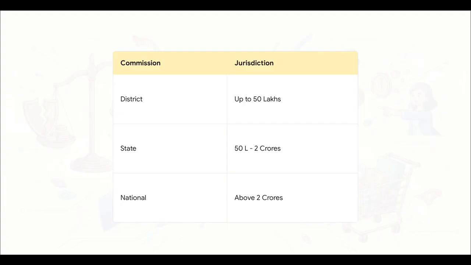So, if you actually need to fight a consumer battle, where do you go? The law maps out a 3-tiered battlefield based entirely on pecuniary jurisdiction, which just means the amount of money at stake. If your claim is up to 50 lakh rupees, you file right at the District Consumer Commission. If the stakes are higher, anywhere between 50 lakhs and 2 crores, you escalate directly to the State Consumer Commission. And for those massive claims above 2 crores, you bypass the lower tiers and head straight to the National Commission, the NCDRC in Delhi. You know exactly where your lawsuit belongs, based strictly on the value of the wrong committed against you.